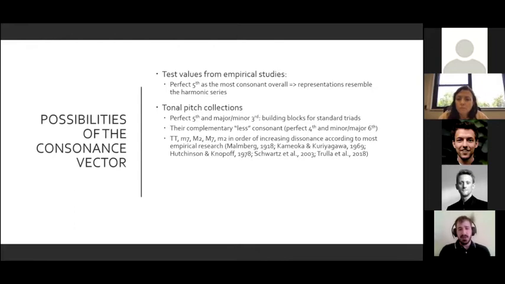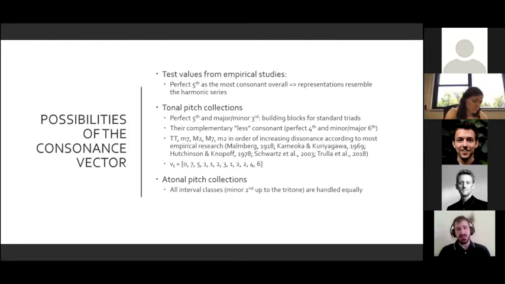Apart from that, we can create a vector for atonal pitch collections. Under the principle that the intervals in atonal music are handled equally, we rate all 6 interval classes with the smallest weight, 1, and the remaining 5 intervals have a value equal to 2.